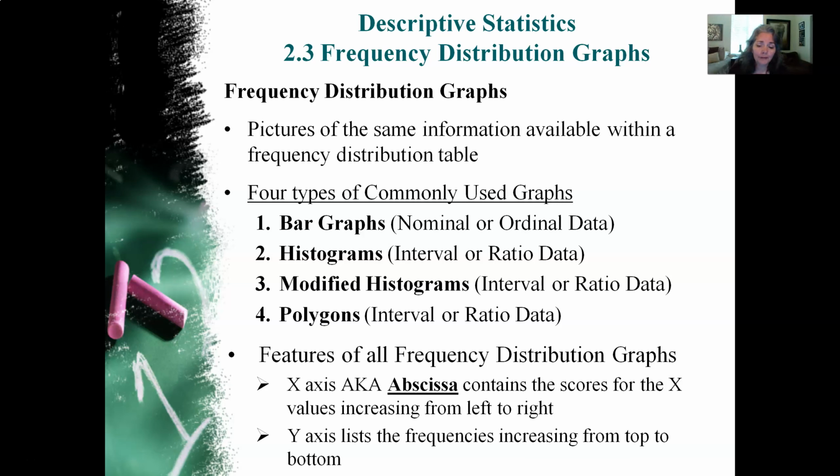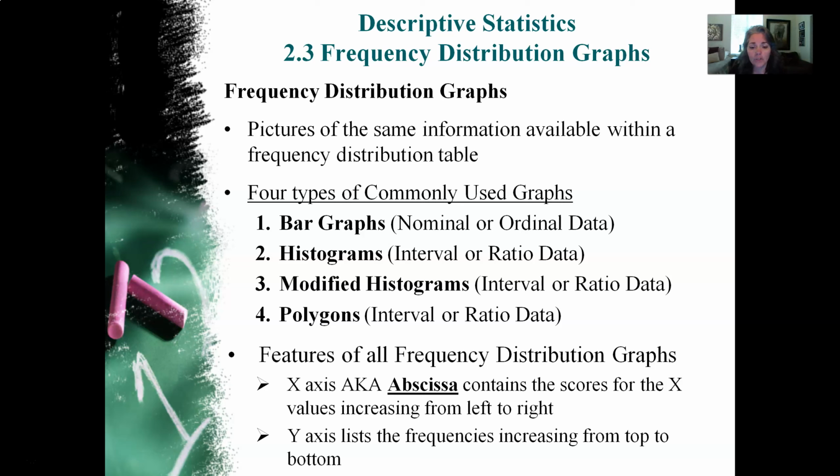Now, modified histograms are still histograms, but then I get to see the frequency within each of the bars. So it gives me a little bit extra information visually. I don't have to estimate it or try to see where it lines up on the y-axis. I can just visually see. And polygons, instead of using bars, they use lines. And so polygons are not commonly seen in our data.